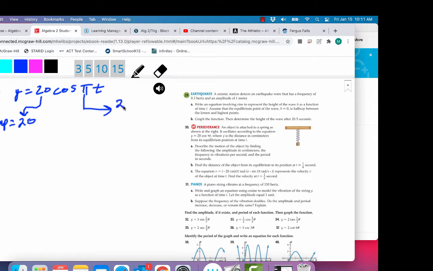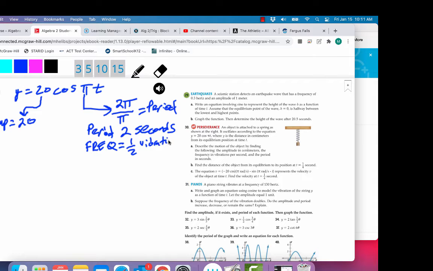So the period is going to be 2 pi over b, which is going to be 2. That's 2 seconds because it's in time. So that's my period. And then they ask for the frequency, and remember frequency and period are reciprocal, so that would be a half a vibration per second. So there's the answer to A. We have an amplitude, we have a period, and we have a frequency.